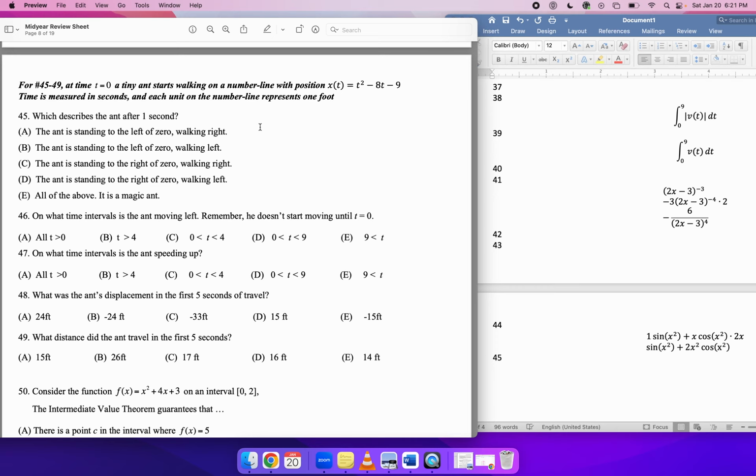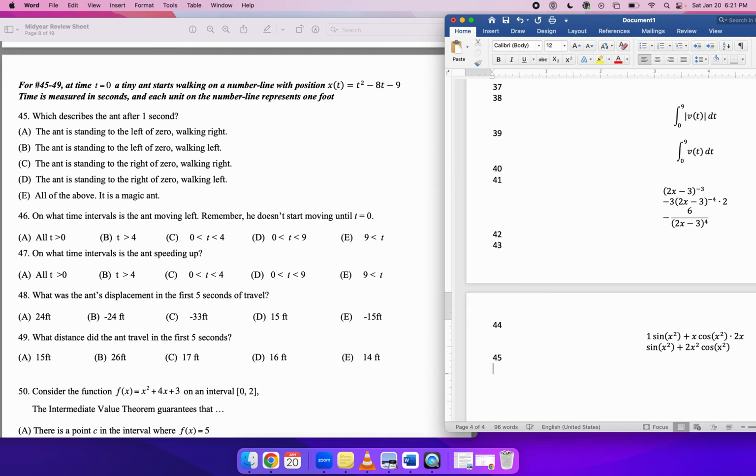To figure out whether the ant is to the left or the right of 0 at 1 second, that just means is the position function positive or negative at 1 second. So x of 1 is 1 minus 8 minus 9, which is negative 16. Well, it's negative at any rate. So the ant is definitely to the left of 0.